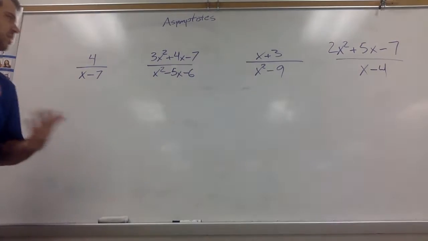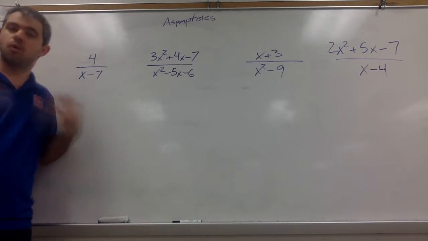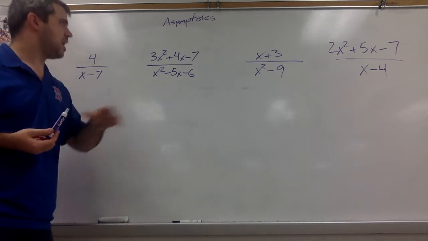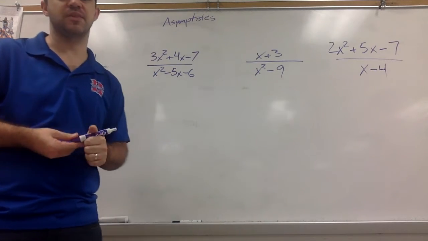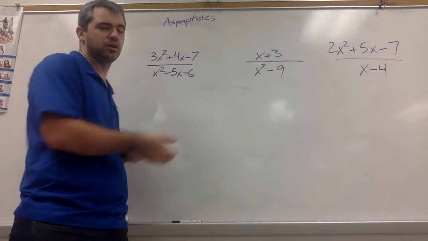All right, guys, let's talk a little bit about some more complicated rational functions. Specifically, we want to look at their asymptotes. This is the part of their behavior that's easiest to predict just by looking at them.